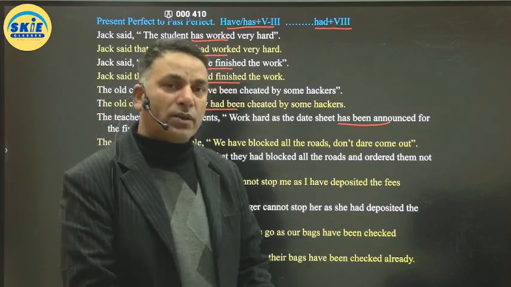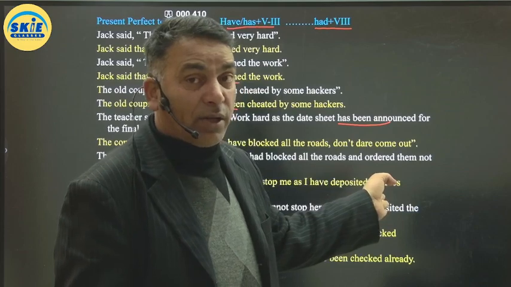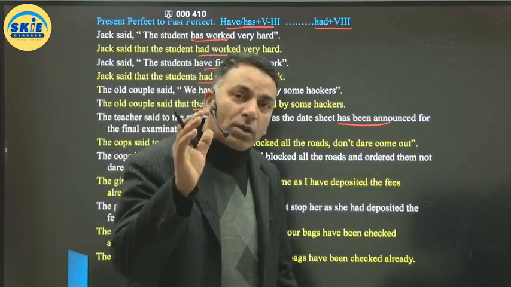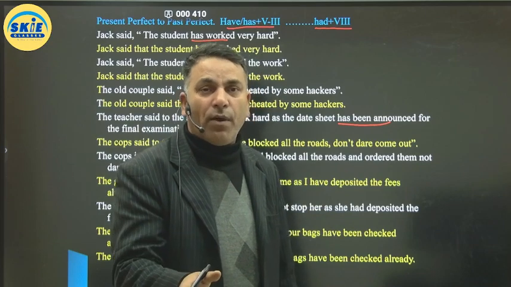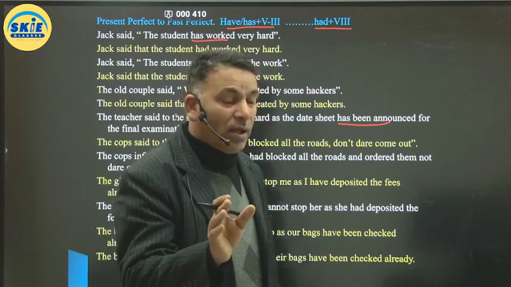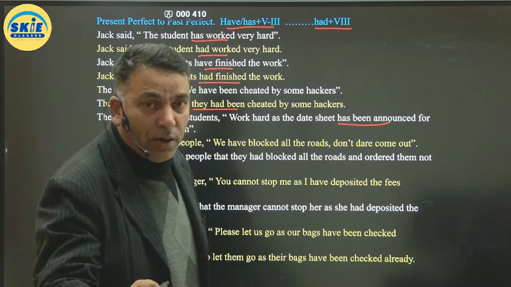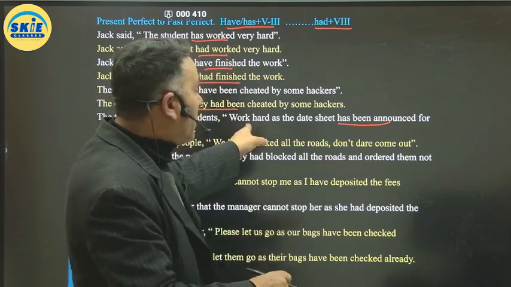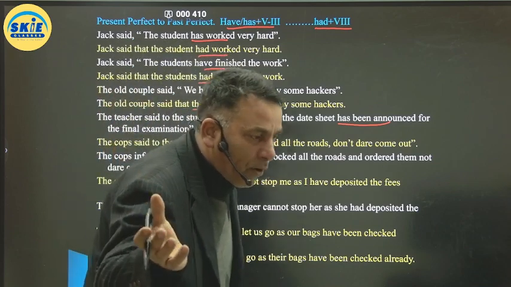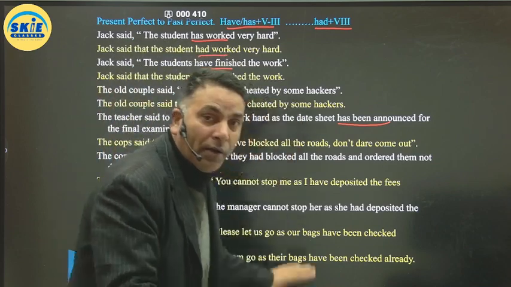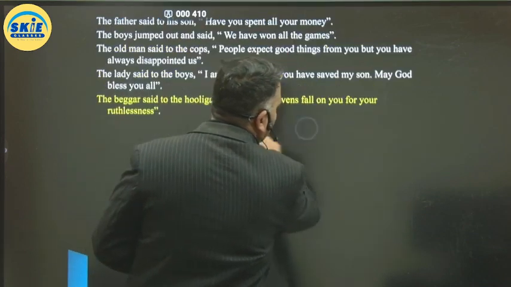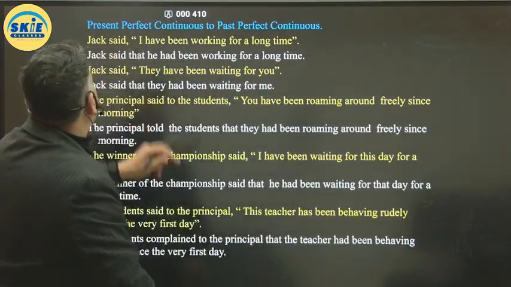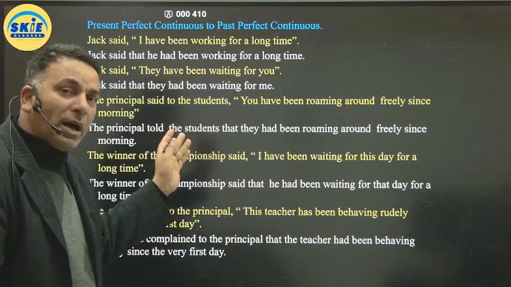So boys and girls, what you see here is, as I already said, that the present tense form will change to its corresponding past tense form. Present tense form, if it is simple, will go to past simple. If it is present continuous, past continuous. Present perfect will go to past perfect. I hope you are getting that. And now we move to the other tense form. Present perfect continuous will go to past perfect continuous.